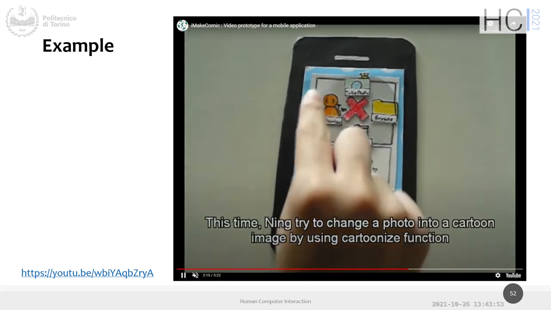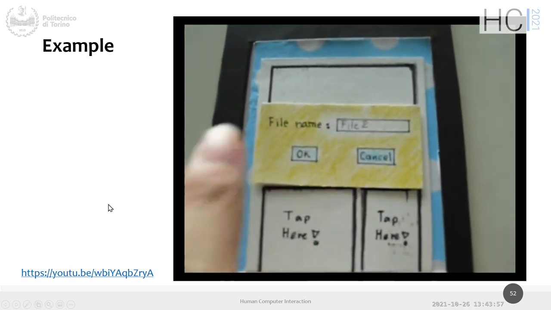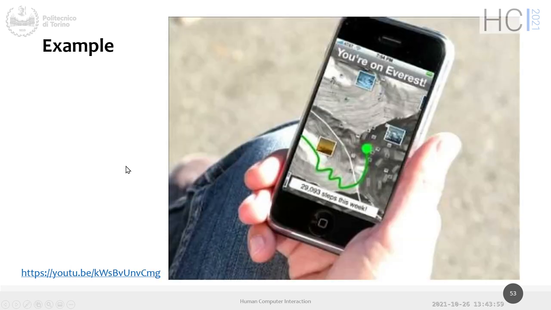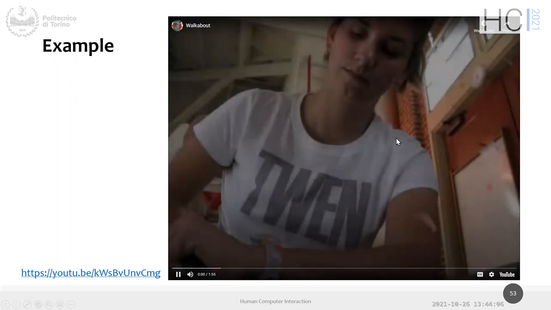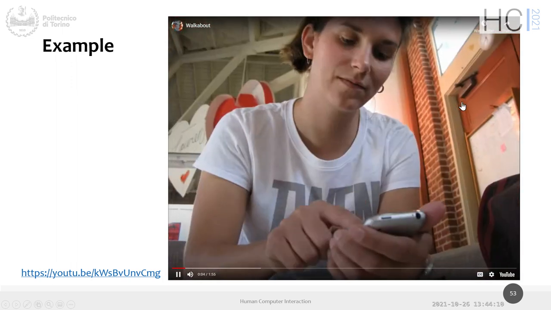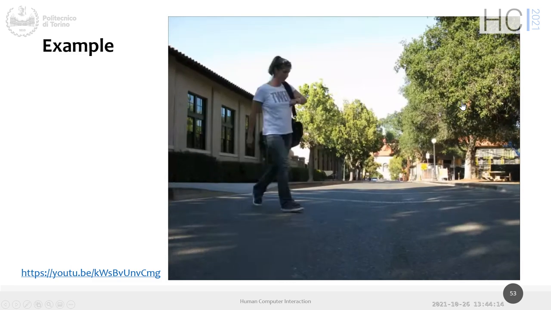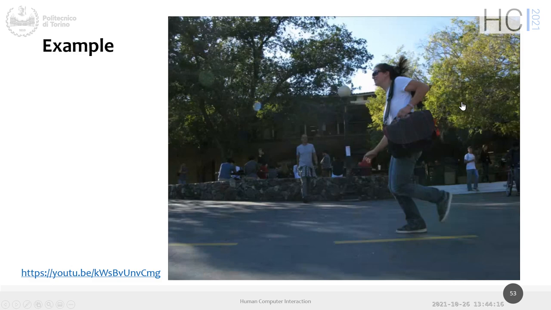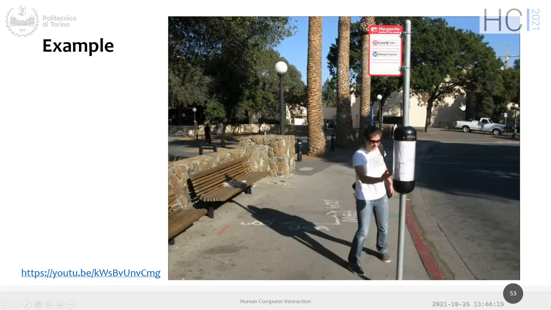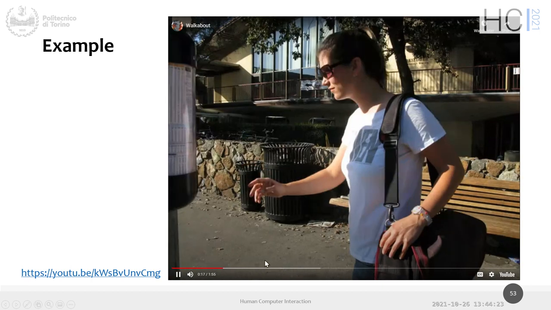Of course, we need to see all the possible functionality. Is there another possibility? This is another example where the video was made of photographs. So it's not a real video, just a lot of still pictures that you are putting together to create a story. So it's another technique, probably.